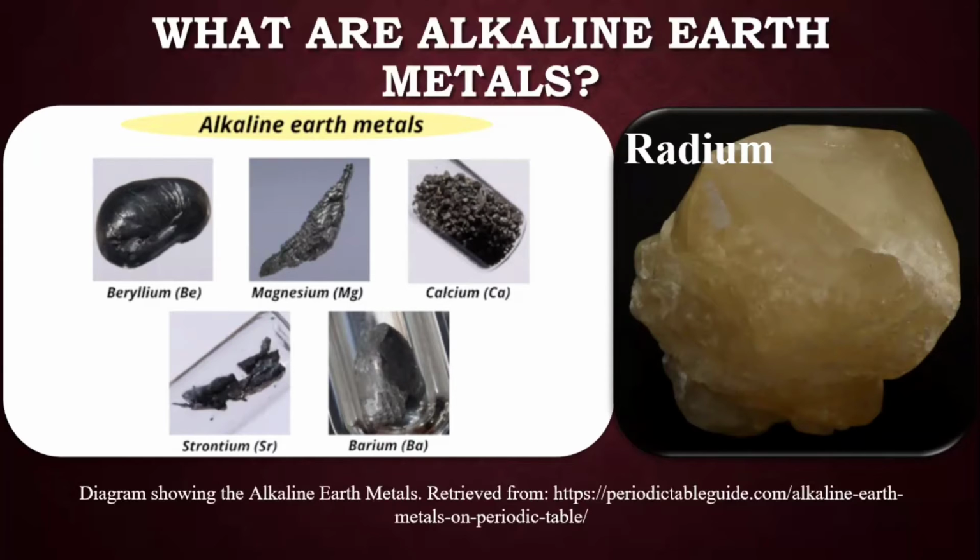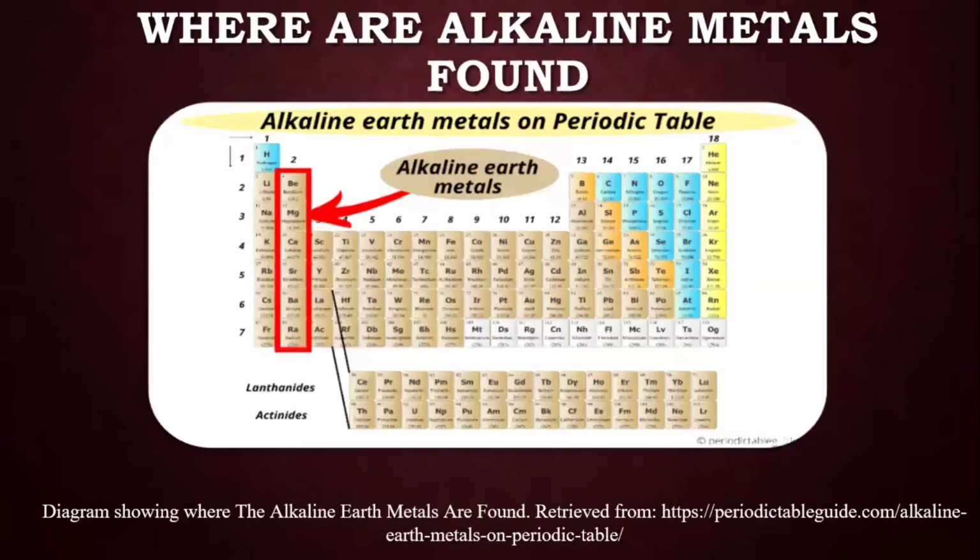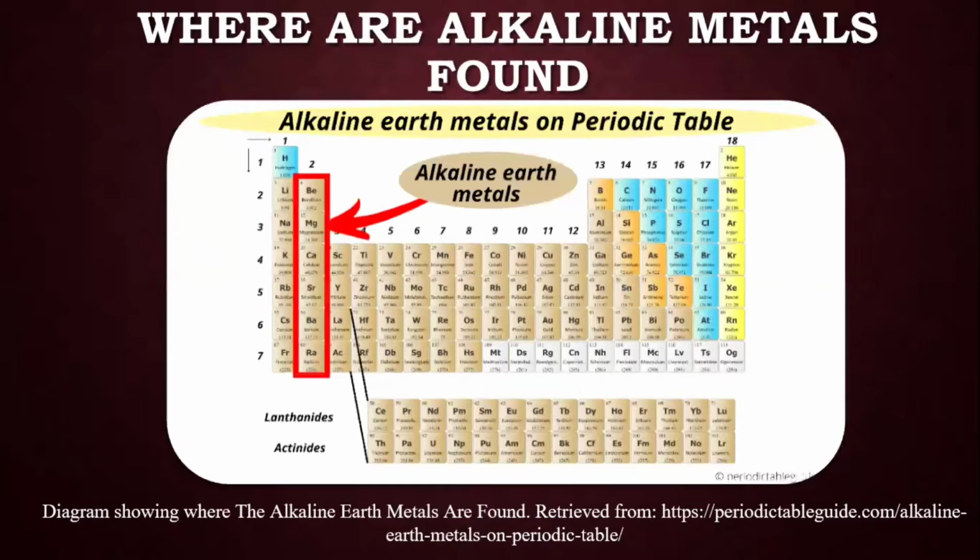Where are alkaline earth metals found on the periodic table? Alkaline earth metals are found in the second group of the periodic table. The image shows you where alkaline earth metals are found on the periodic table.